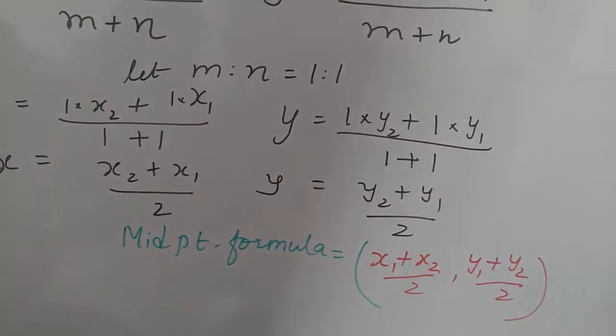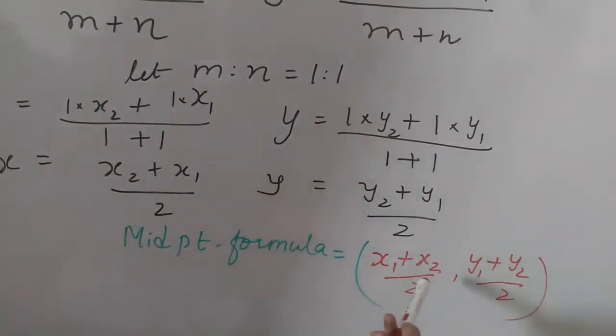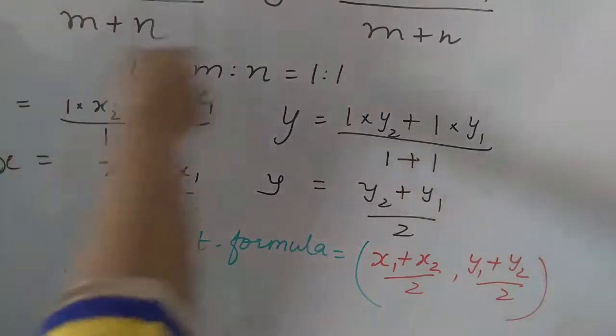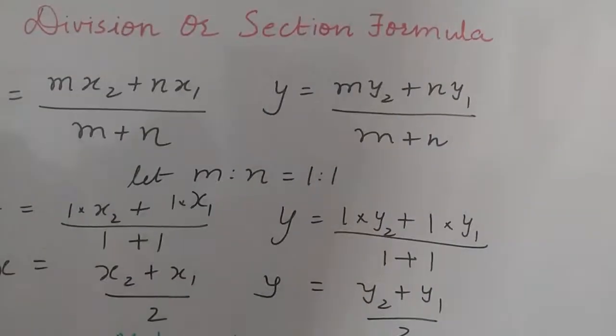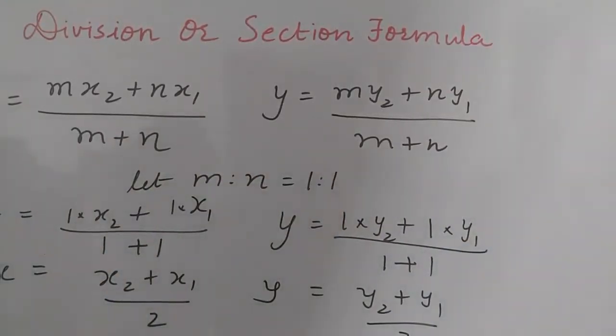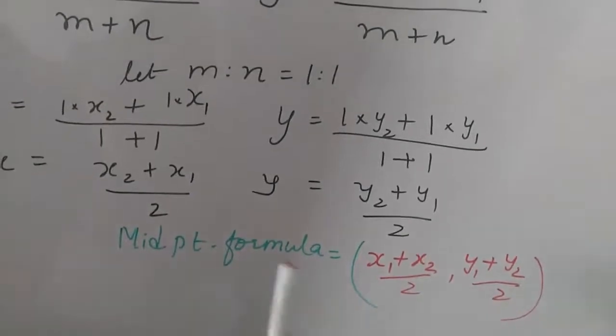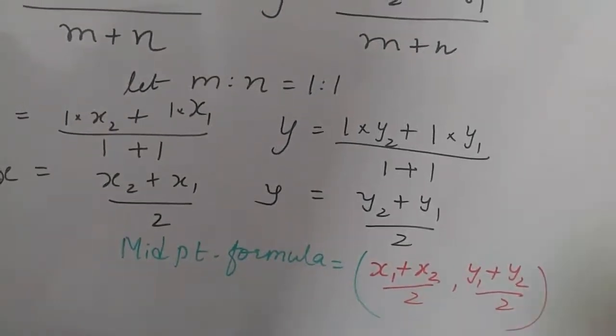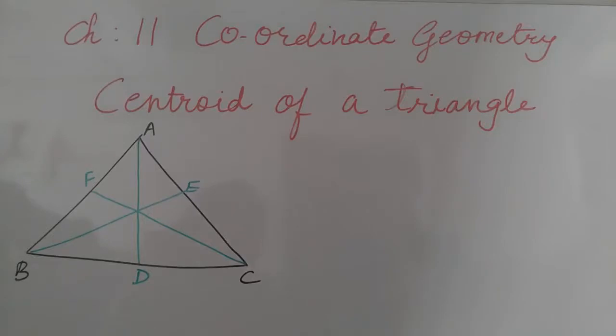Now whenever you are given 2 points and their coordinates, you can substitute the values here to get your midpoint. So today we have studied two main formulas of this chapter. One is the division formula, or you can say section formula, that is here. These two are the coordinates, and the second one is the midpoint formula. This is the midpoint formula. Now we are going to learn the third formula, that is the centroid of a triangle.